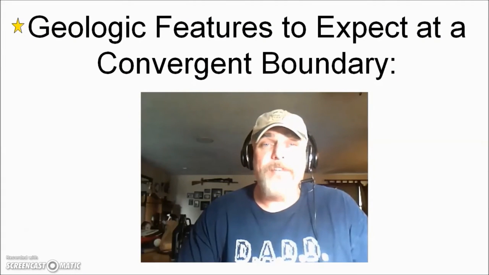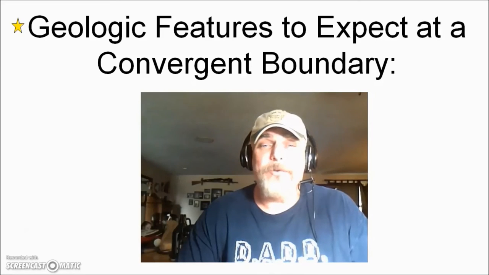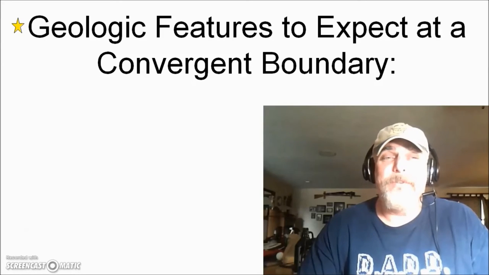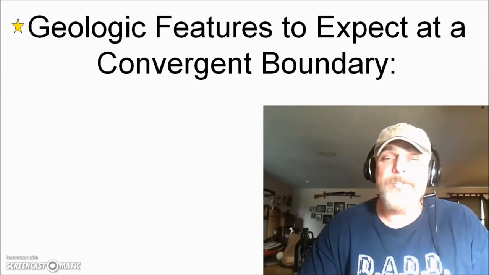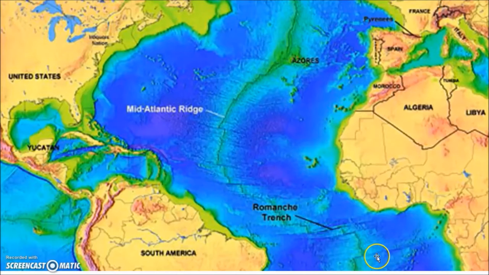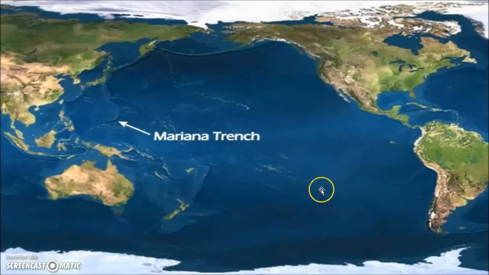Let's make a list of geologic features that we should expect at a convergent boundary. Feature number one, ocean trenches. If we have at least one oceanic plate, we are going to get ocean trenches. In this area, you have convergence, and here you get a trench. The most famous trench of all is the Mariana Trench, and this is the deepest part of the ocean anywhere you can find, close to 7 miles deep.